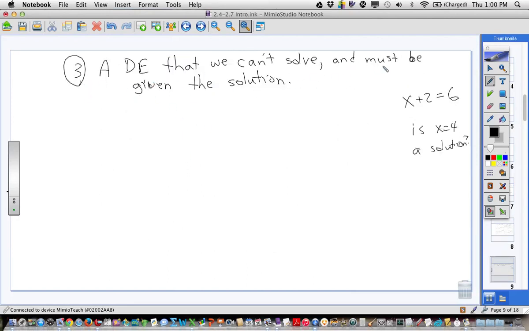All right, let's do this third example. What's one that we can't solve? We must be given the solution. All right, so let's say we had this differential equation, y prime plus 2x equals y minus y double prime.